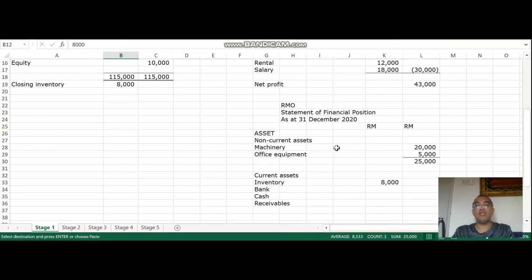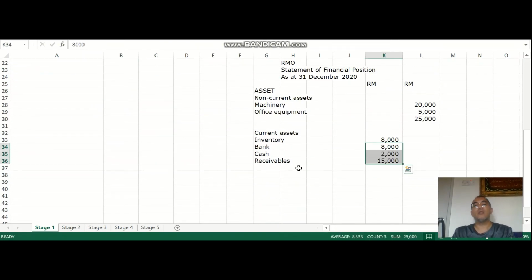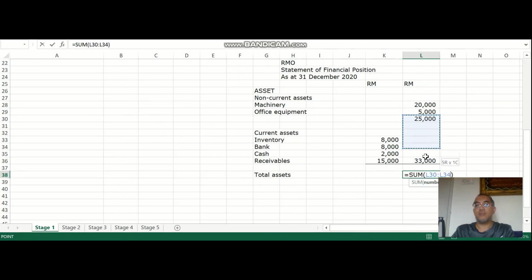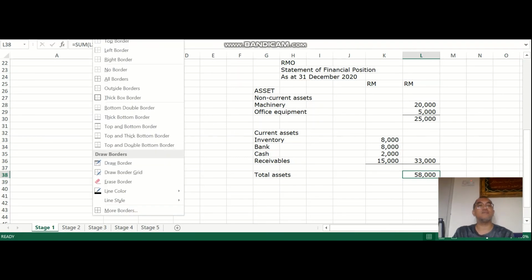So I just copy and put it over here. So I believe we have already settled our current asset. Or we need to sum up first. Okay, the total of my current asset is 33,000. And my total asset is my non-current asset plus my current asset. So I have 58,000, my total asset.